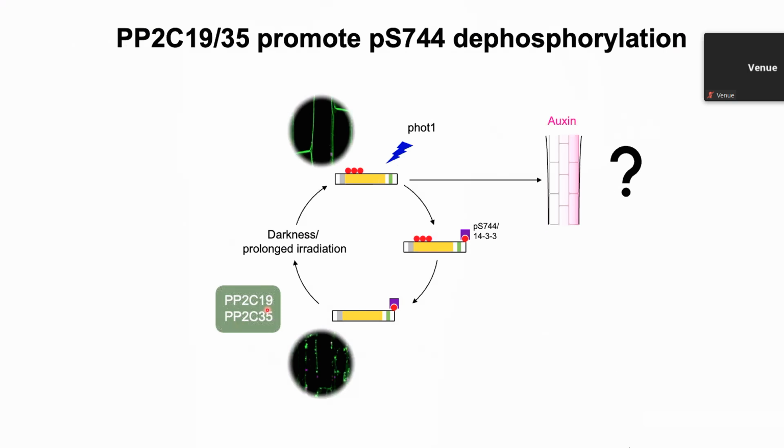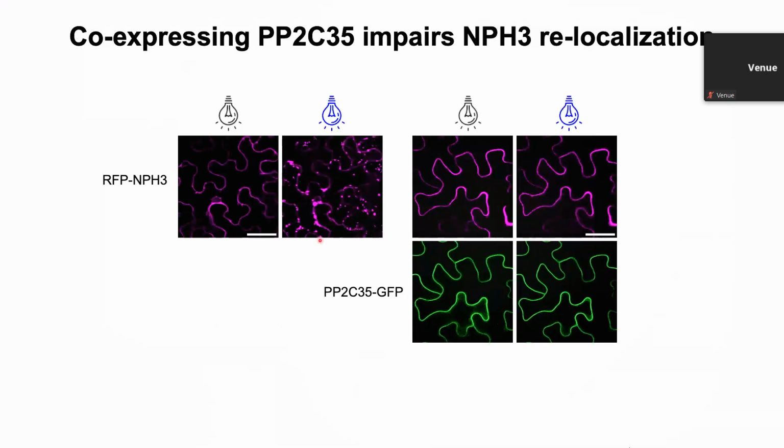This seems to place these clade members here, whereby they're required for regulating the phosphorylation status of serine 744, so they can dephosphorylate this residue and then stimulate rephosphorylation at the N-terminus through an unknown mechanism or protein kinase that we still don't know the molecular identity of.